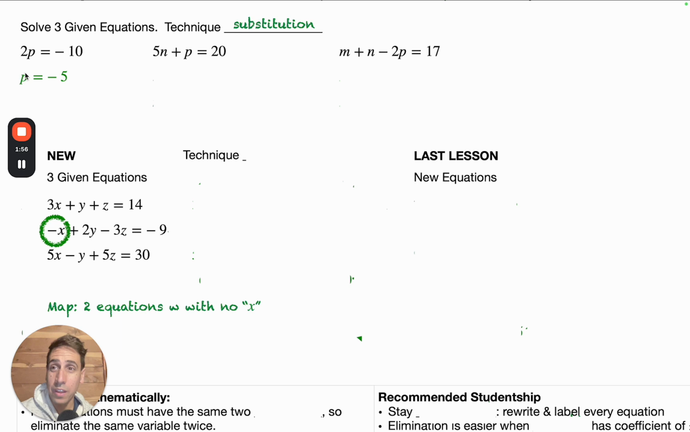And now I can substitute this answer into here. And instead of p, I'm going to write what p is equal to, which is negative 5, and solve. Adding 5, dividing by 5, you get n is equal to 5. Now I'm going to take that number and that number, and substitute them into here. The only thing I don't know is m, but I can multiply and combine like terms and solve, and I get that. So we were able to do this because we were able to use substitution.